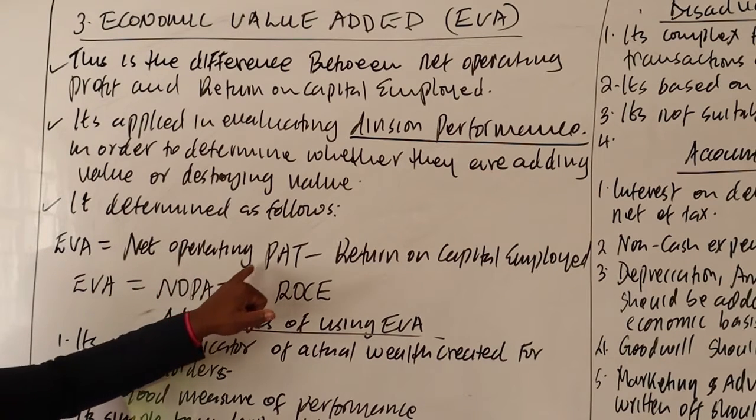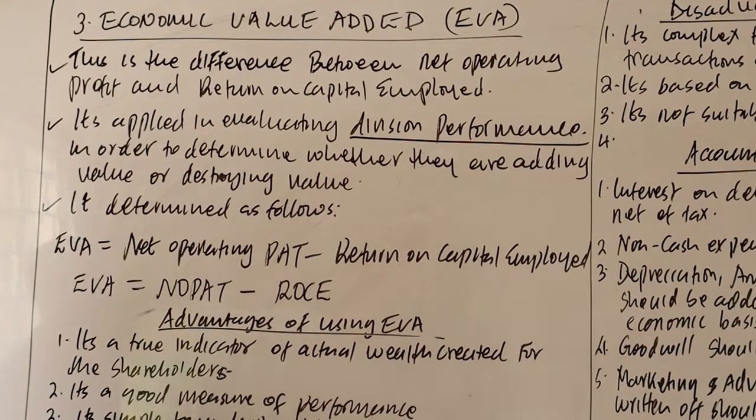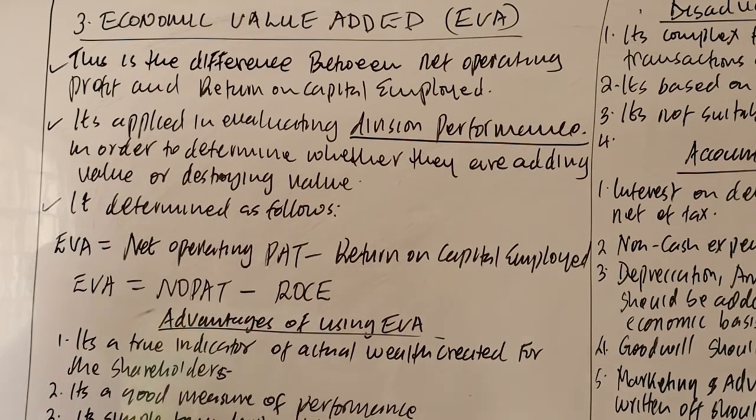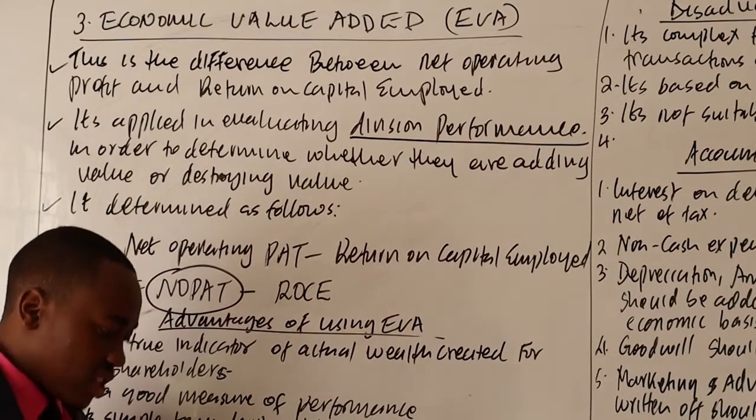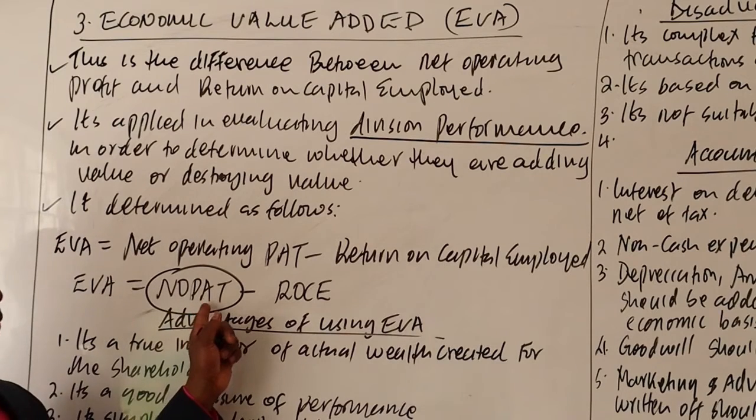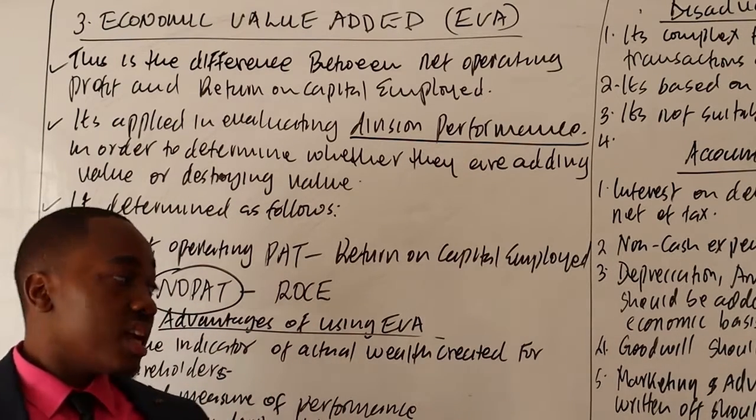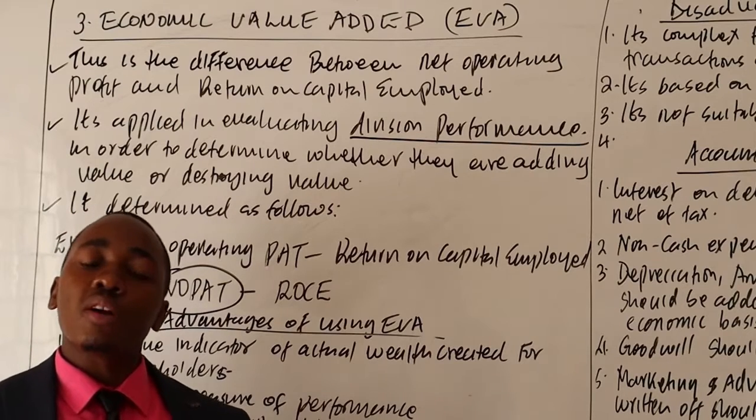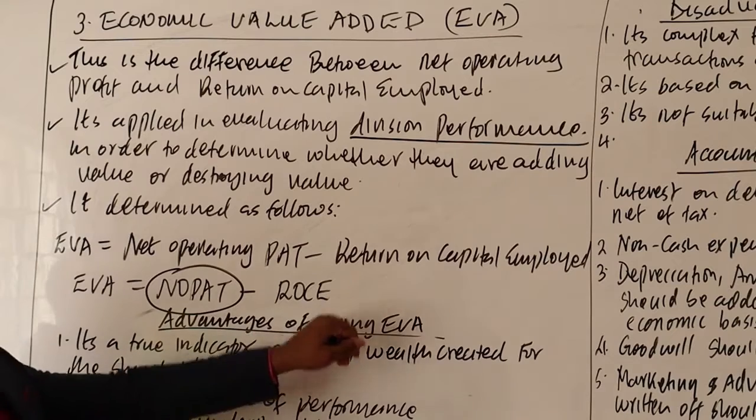You take the net operating profit after tax, you deduct return on capital employed. We indicated there, net operating profit after tax minus capital employed. Now, when determining the net operating profit after tax, remember you'll be using the financial statement. What you usually do, you just take the profit after tax, you add back all the disallowable expenses. And in this case, for example, you need to add back the interest, because for the net operating, we are not considering the interest. Because interest is not part of operating, it's part of financing expenses. Then you deduct the return on capital employed.